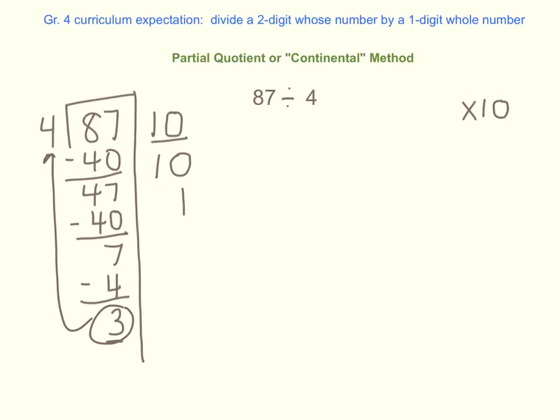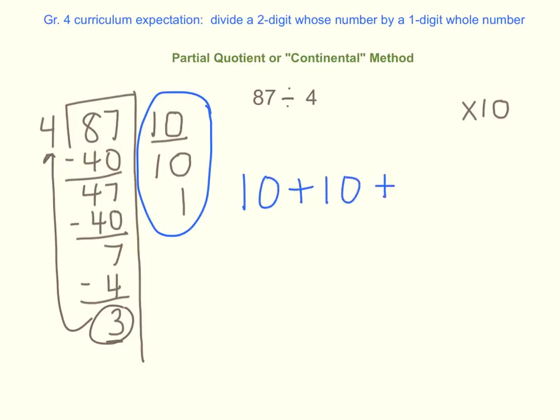I'm done. At this point, I keep track, or I total up, the number of groups that I pulled out of 87. First I pulled out 10 groups of 4, and then I pulled out 10 more groups of 4, and then I pulled out a single group of 4, which means that I pulled out 21 groups of 4 from 87, and I was left with a remainder of 3.